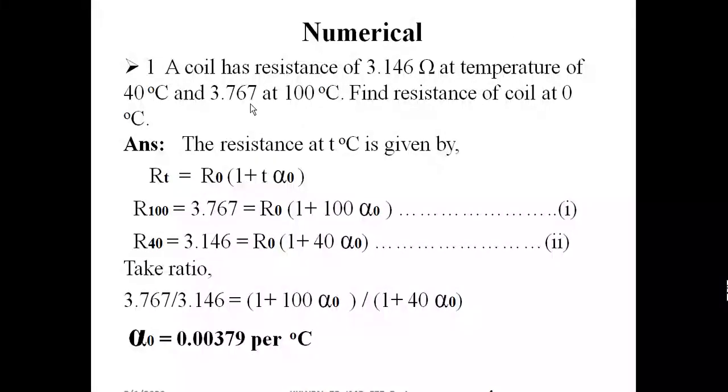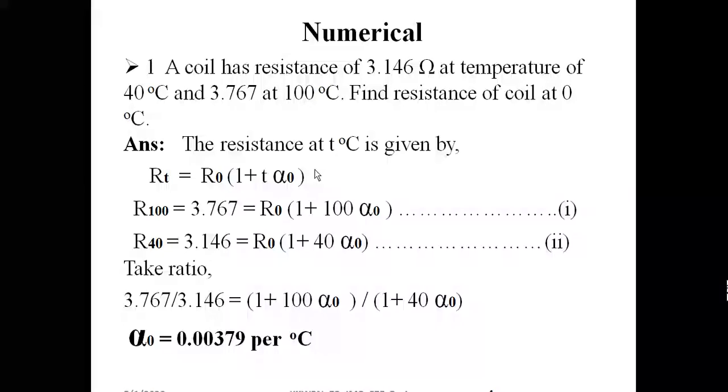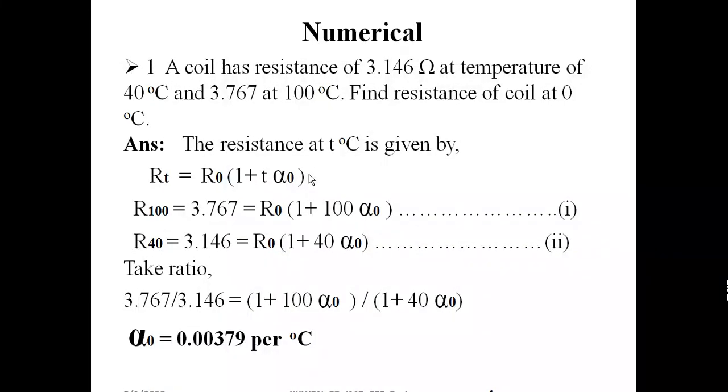The first numerical we are taking, the statement of that numerical is: a coil has a resistance of 3.146 ohm at a temperature of 40 degree centigrade and 3.76 ohm at 100 degree centigrade. Find the resistance of the coil at 0 degree centigrade. Means we have been given the two temperatures and corresponding resistances of the coil and we are asked to find out the resistance of the same coil at 0 degree centigrade.